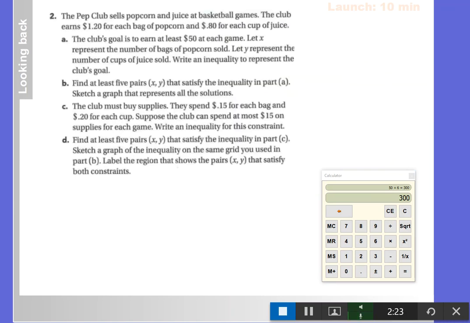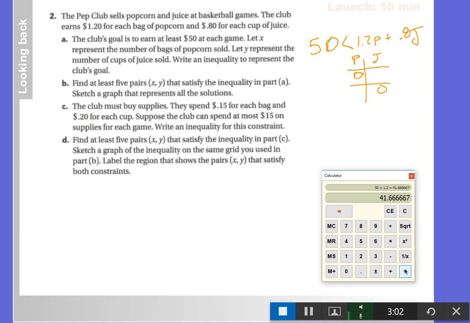All right, so we need at least 50 bucks. So we need our popcorn plus our juice earnings to be greater than $50. Now to graph that, let's go with popcorn and juice. I'm going to find my intercepts. So 50 divided by 1.2.